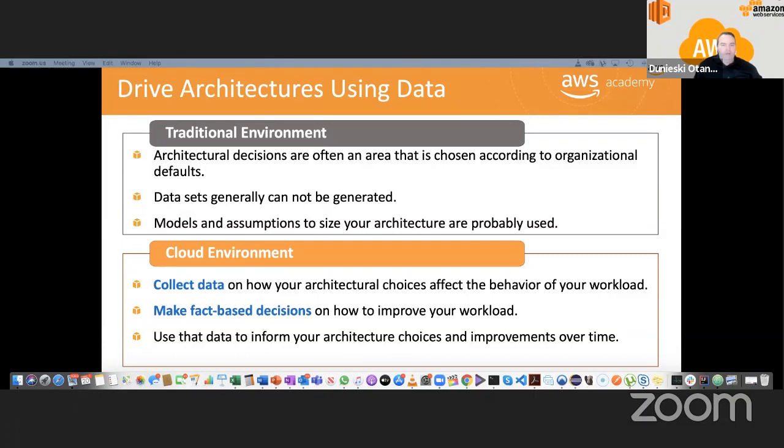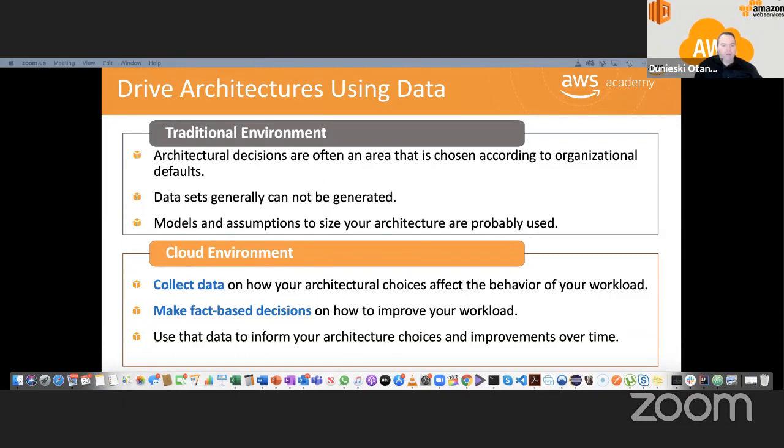But they use the correct words here. They use "often" here, they use "general" here, and they use "assumptions" here, and "probably." Okay, so this is not written in stone, but it is some limitations or issues that you may have when you have a traditional environment.